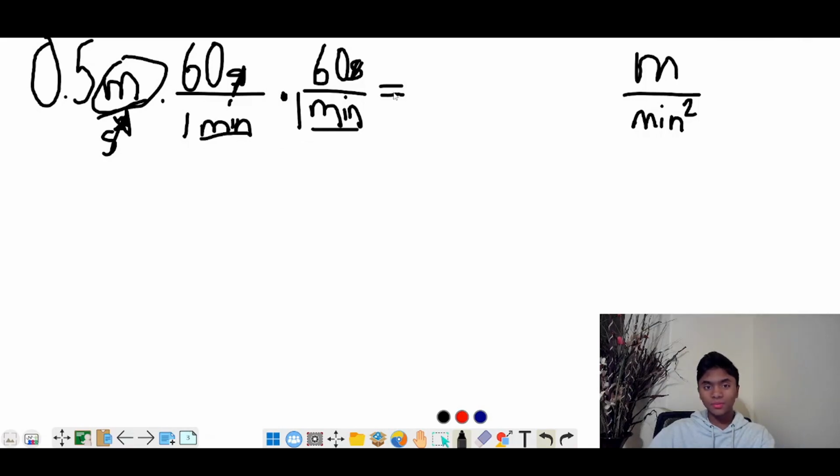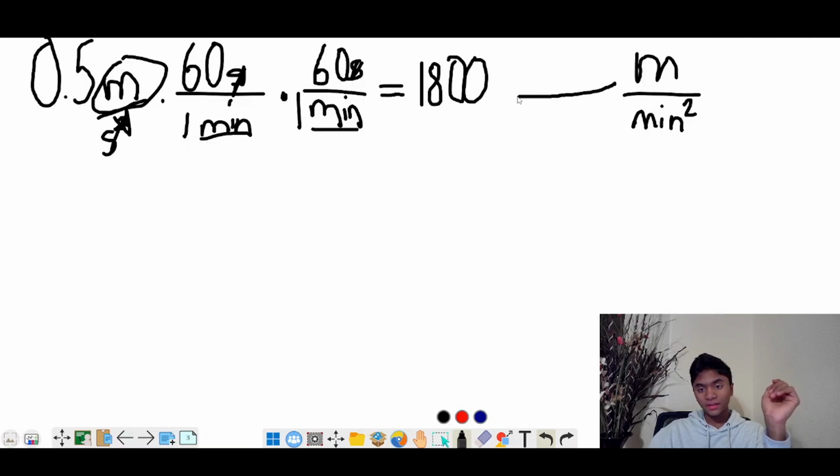So now all we have to do is multiply. Well, 0.5 times 60 is 30. 30 times 60 is 1,800. So our final answer is going to be 1,800 meters per minute squared. And that's all for this video.